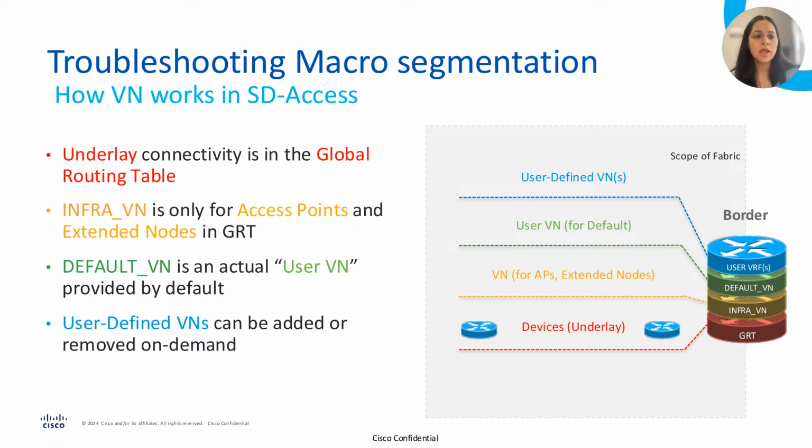These are basically your customized virtual networks that you can edit, modify, or create at any point in time. So these are the scenarios for troubleshooting macro segmentation: where is the underlay connectivity, where is the infra VN, where are your access points, and the default VN, and all that.